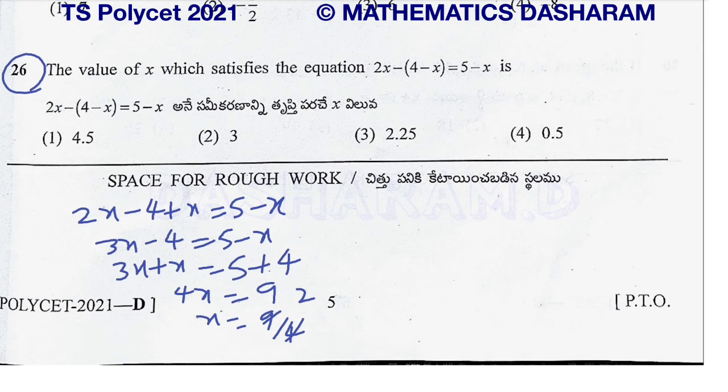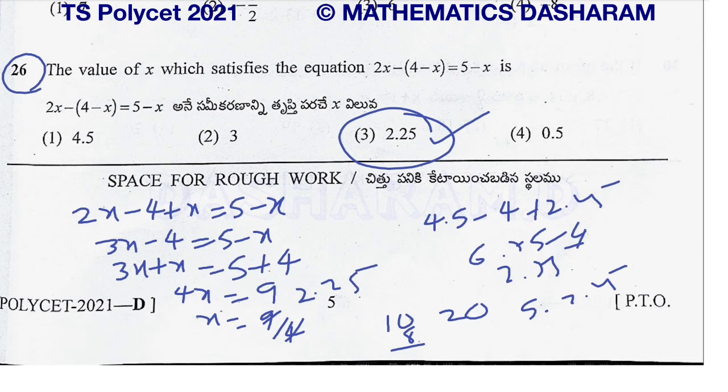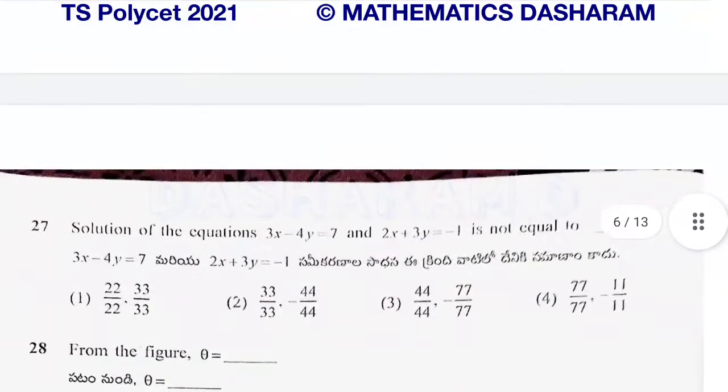4 ones are 4, 4 twos are 8. 1 remainder. 4 twos are 8. 2 remainder. 4 fives are 20. So the x value is 2.25. Option 3 is correct. Next, question number 27.